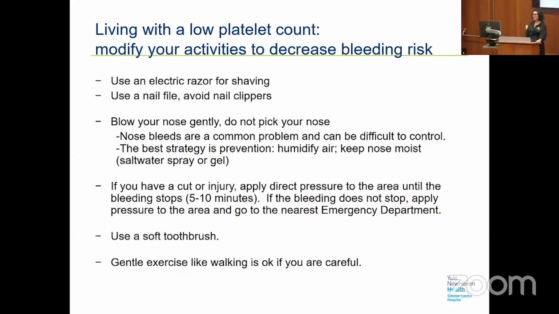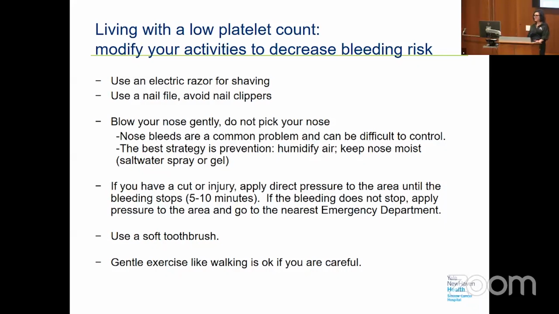If you have a cut or an injury and your platelets are low, you want to put direct pressure on the area. And again, I generally tell my patients if the bleeding isn't stopping after 10 minutes, or you're saturating through pads of gauze, then you want to call or go to the nearest emergency department. Using a soft toothbrush, as I mentioned earlier, can minimize trauma to the gums, which can decrease the risk for bleeding. And we want to avoid high-risk activities.